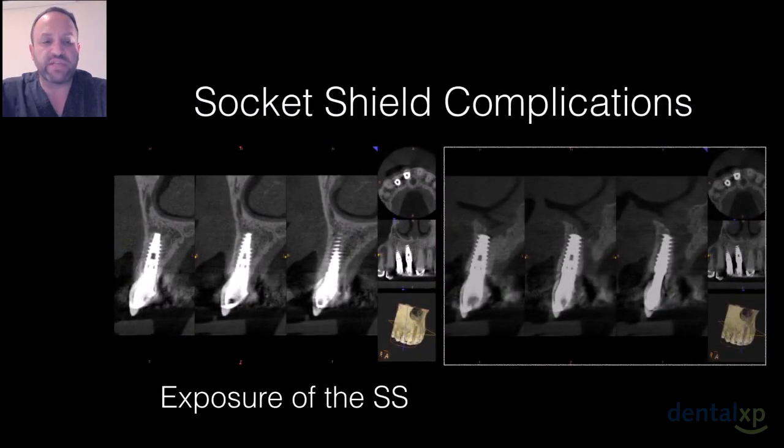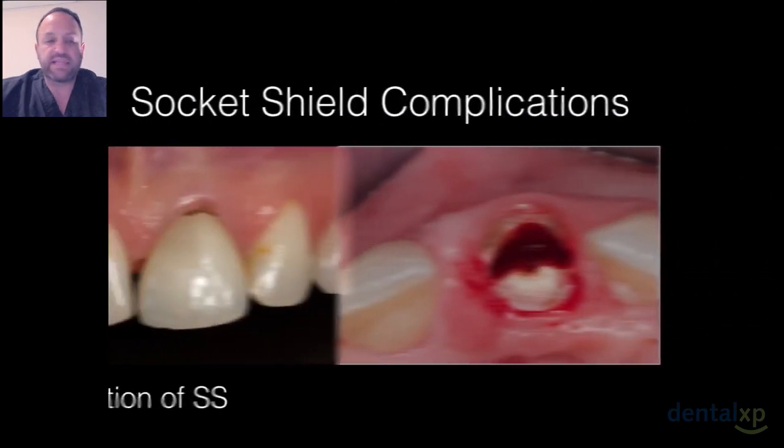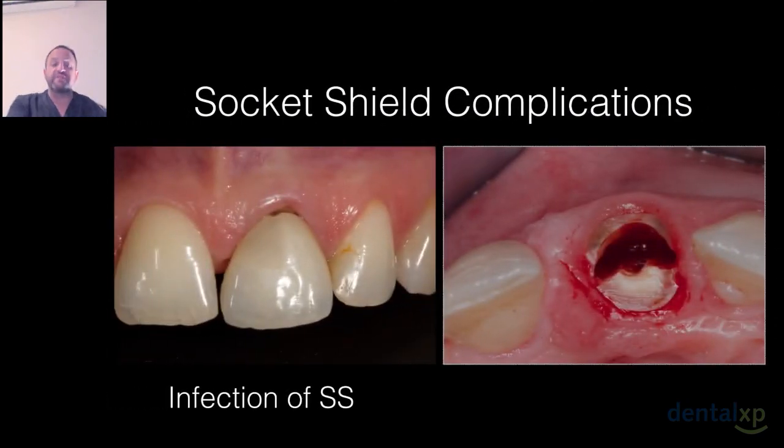And here you can see the long-term 2-year post-op scans of the case with the socket shields in place and great buccal bone, no collapse of the buccal bone at all. Everything's still happy and healthy, and a great situation. Let's have a look at the next one, which is really the infection of the socket shield.